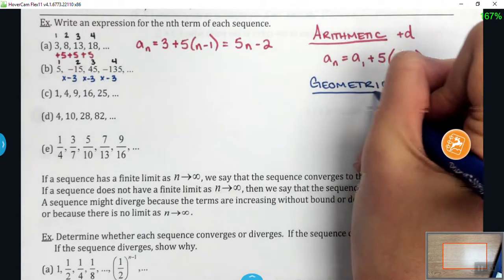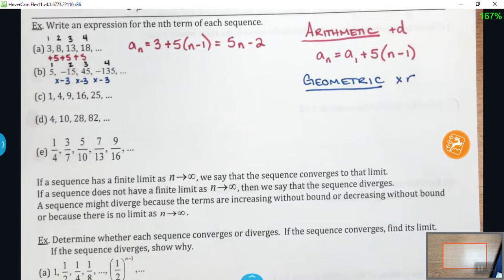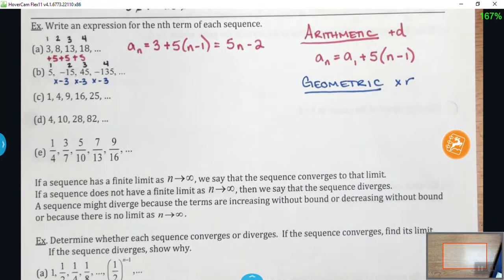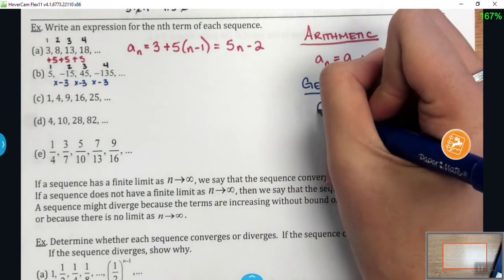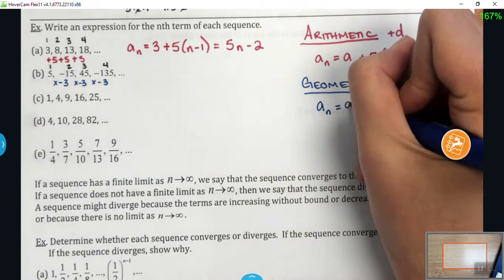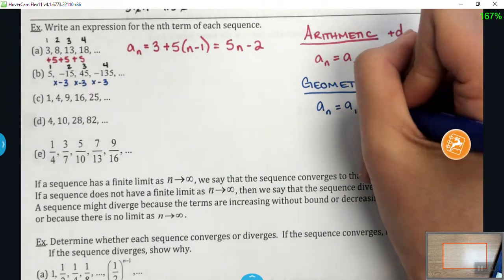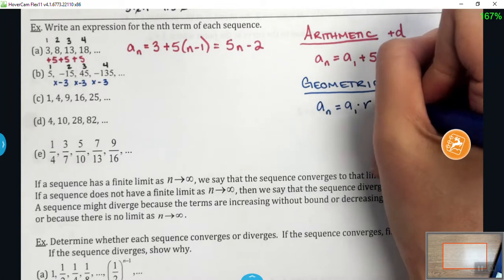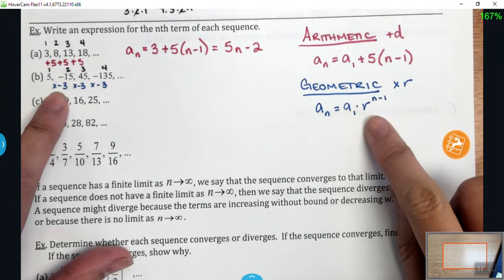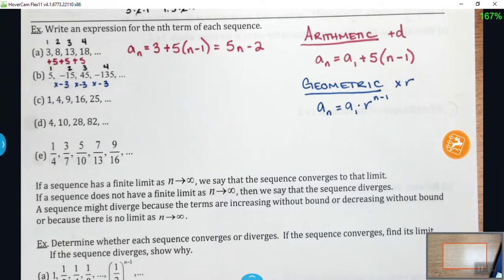So geometric is when you multiply by a common ratio every single time. So a_n equals your first term, and then instead of adding, we're going to multiply by r to the n minus 1, because we want to multiply by 3, and then we want to multiply by 2 3s, and then we want to multiply by 3 3s. And so that's your geometric.